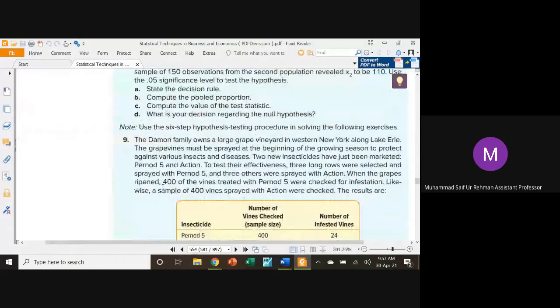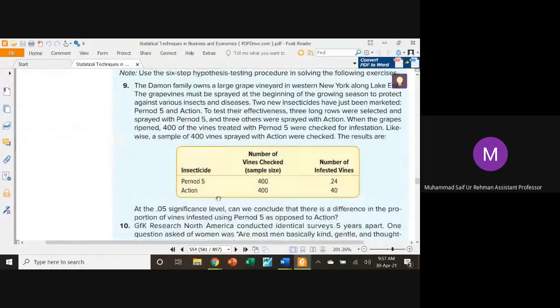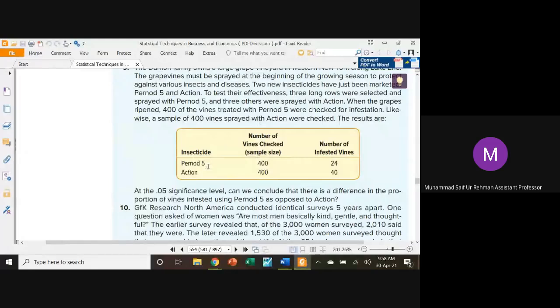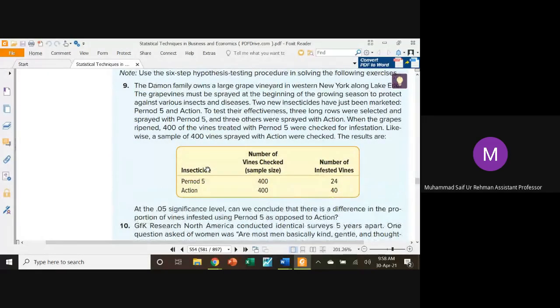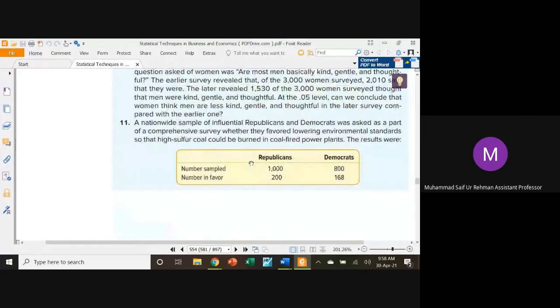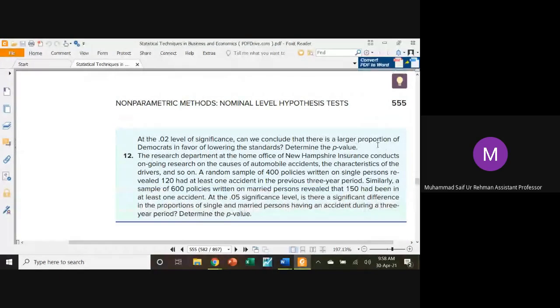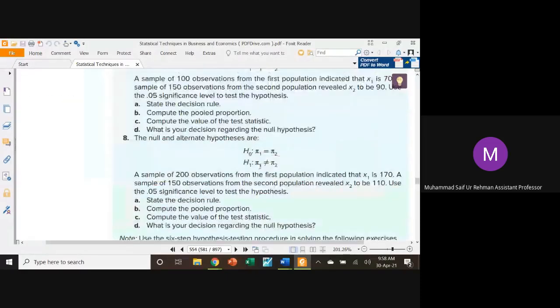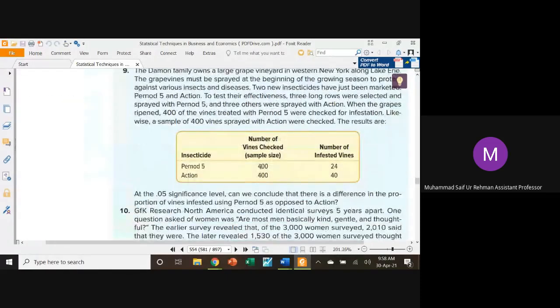Then if you see these tables, again there are two populations. So try solving this question. The answer will be there in your book. One population will be represented by pi 1, the other by pi 2, and you will try solving this. As the word difference is there, it will be a two-tailed distribution. Then come to this question. Again, the answer for this is given in your book. And can we conclude that there is a larger proportion of Democrats in favor of lowering the standards? So this will be single tail, and the tail will be to the right side of the distribution.